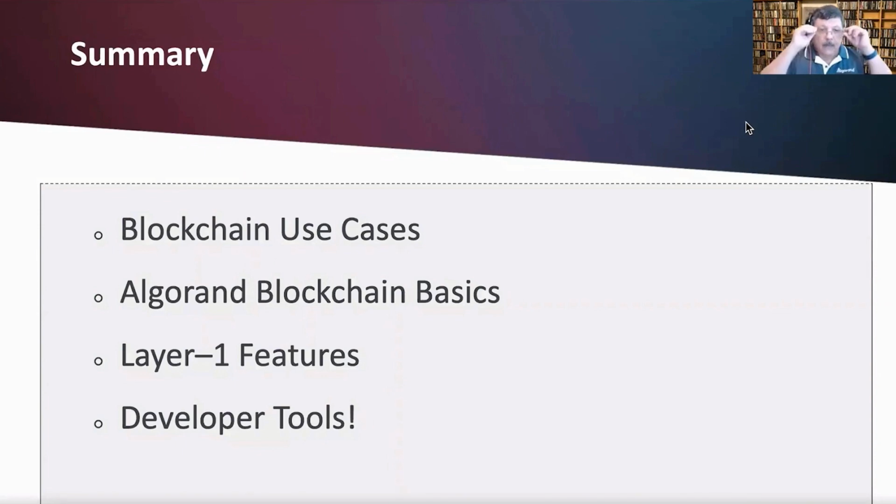So in summary, we covered a lot of ground here. We went over blockchain use cases to give you a feel for all the different vertical industries that really have applications that are good for blockchain use. A few of those that we mentioned were supply chain use cases, as well as DeFi, which is huge. Now NFTs, assets, tokens, anything that requires that sort of capability. Then we looked at some of the basics of blockchain, and we went over the pure proof of stake protocol. When we looked at layer one features, we talked about assets, smart contracts, both stateful and stateless, atomic transactions, and the ability to do rekeying.